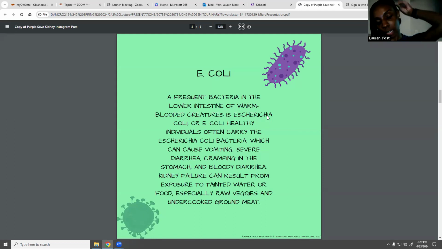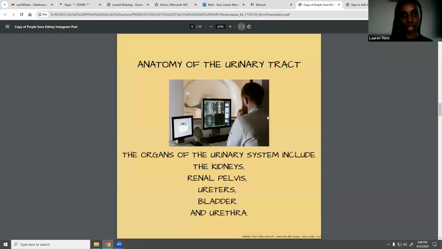The most common type is the lower UTI, which is also known as cystitis, which affects the bladder and causes symptoms like frequent urination and a burning sensation. The upper UTIs, such as pyelonephritis, include the kidneys, which are typically more serious, causing symptoms like back pain, fever, and nausea. The most common bacteria associated with UTIs is E. coli.